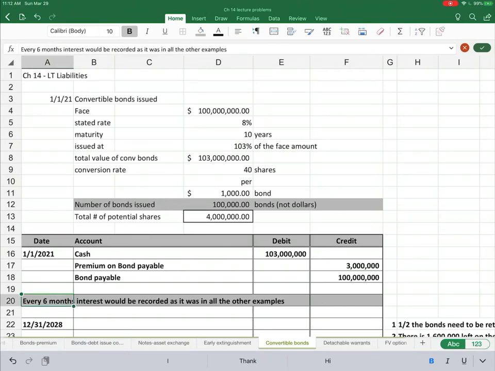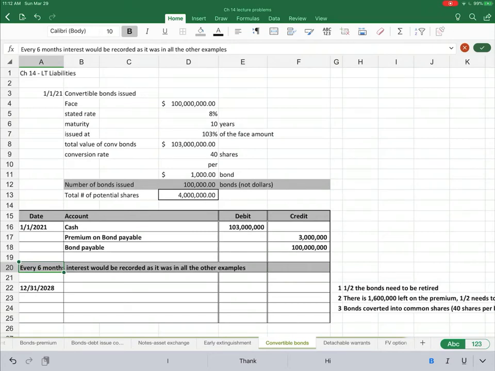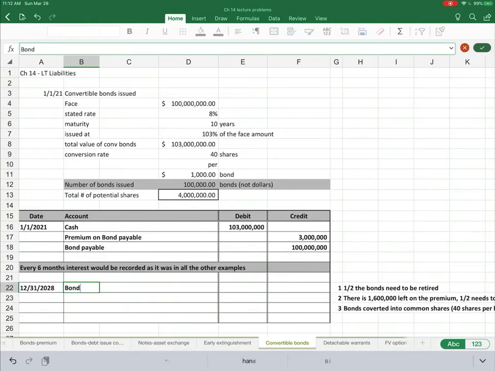So as with all the other examples, every 6 months we would have been recording interest expense and interest paid, and we would have been amortizing our premium over that time. Remember, in the problem it told us that there is $1.6 million left on that premium. Again, we need to know that information because in 2028, half of the bonds get converted into common stock. So in 2028, the first thing that we want to do is wipe half of those bonds off of our accounting records.